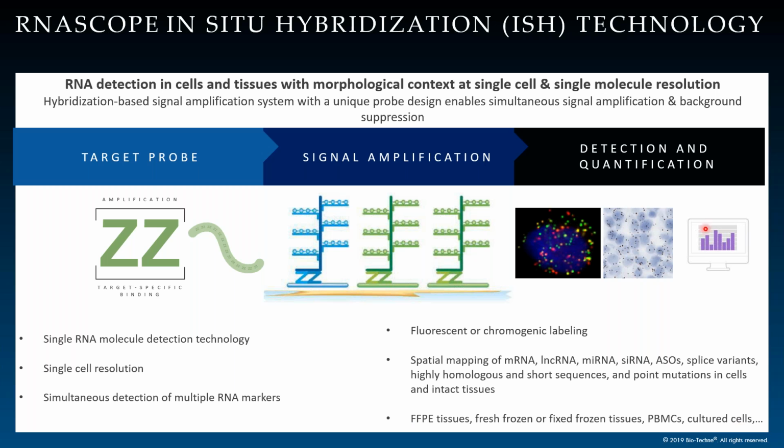As I mentioned, this assay is available in both chromogenic and fluorescent platforms, and we have been able to use this technology to not only detect traditional mRNA transcripts, but targets like long non-coding RNAs, microRNAs, siRNAs, ASOs, splice variants, short targets, and point mutations. Additionally, this technology can be made applicable in cells as well as in tissues. And this assay can be used on FFPE samples, fixed and fresh frozen samples, PBMCs, and cultured cells.